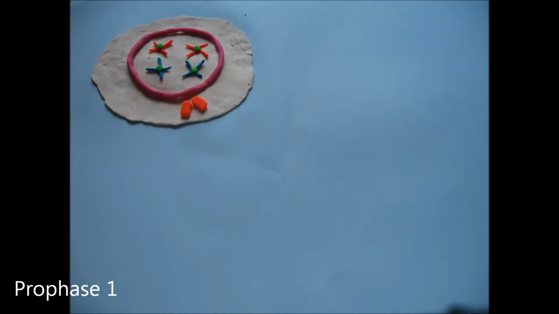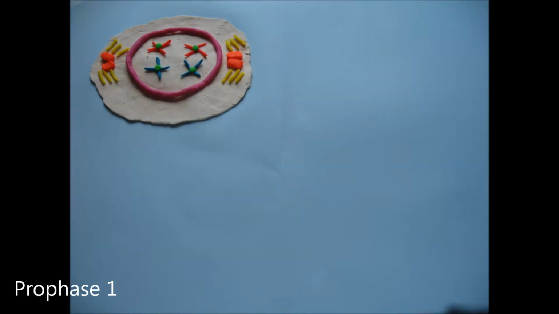So here in prophase 1, the centrosomes replicate and begin to move to the opposite sides of the cell to generate the spindle fibers, and the nuclear envelope begins to disappear.